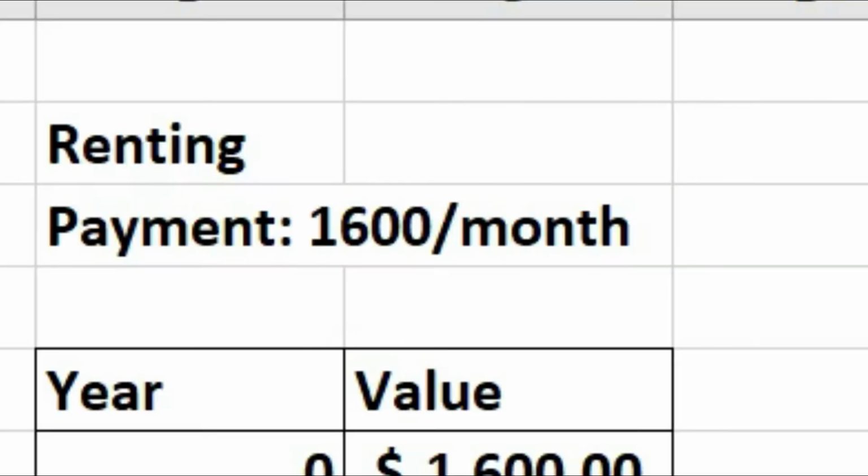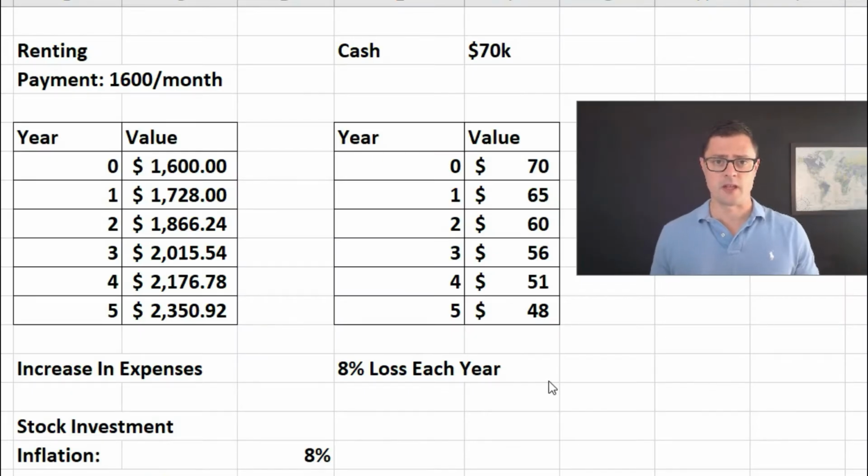Let's also assume that you're paying right now $1,600 a month in rent, which I think is about average for a lot of people if you're going to look at a house about that size. So let's assume 8% inflation over the next 5 years for this example. Inflation could be higher, could be lower. That's obviously up to you to decide. Again, I'm just using it for an example.